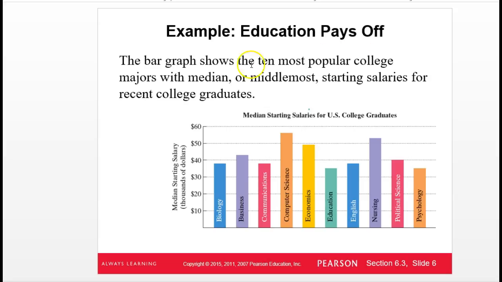Alright, so here's an example. These are the 10 most popular college majors, with the median, which is not necessarily the average, but the middle number, 50th percentile basically, for starting salaries for people right out of college, what they make in that first job that they have out of college.